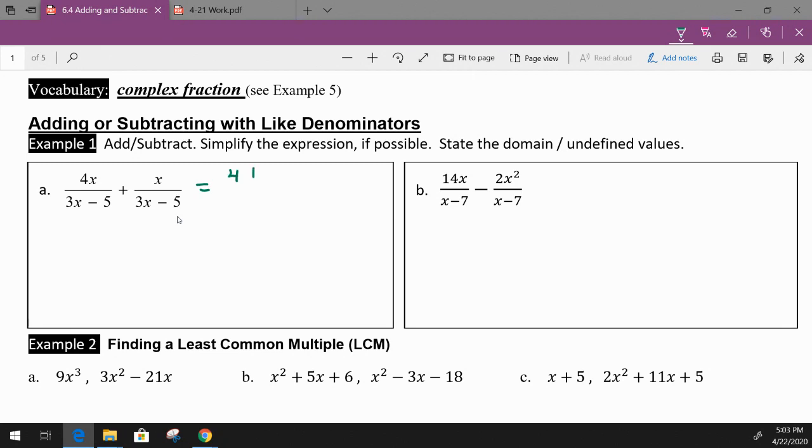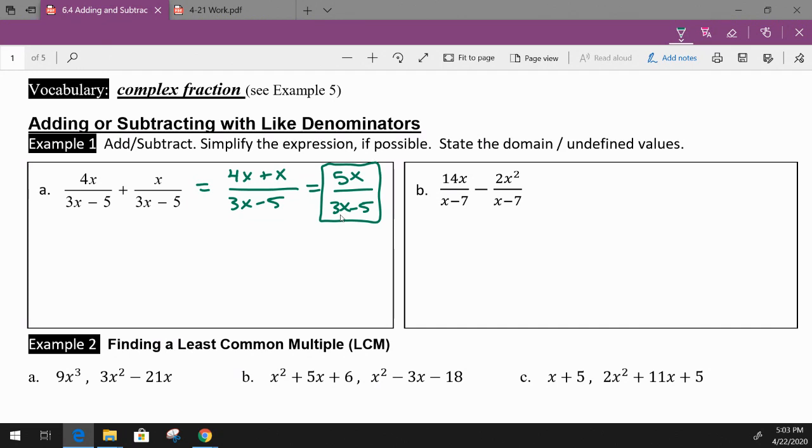So the first numerator is 4x, the second numerator is x, and your denominator now, you only have to write this as a single fraction, 3x minus 5. We do have like terms in the numerator. 4x plus 1x is 5x over 3x minus 5. You cannot factor this denominator, so there's nothing we can reduce. So this would be our simplified rational expression.